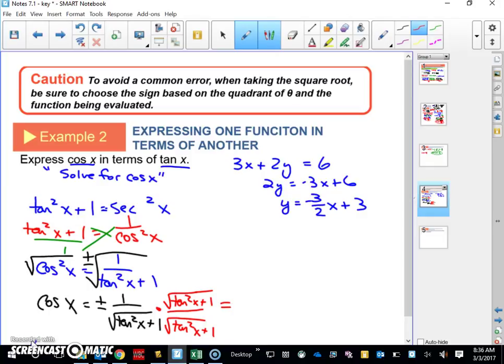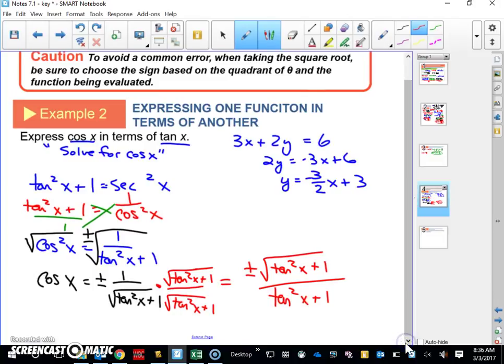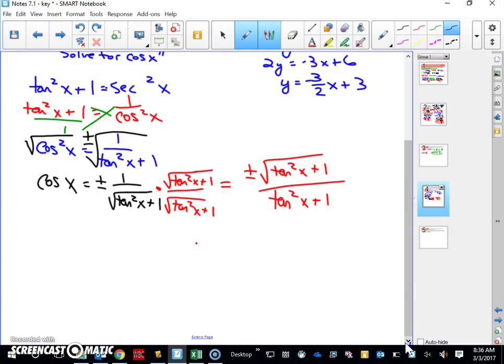That's going to give us this big old mess. It's going to be plus or minus square root of tangent squared x plus 1 on the top. But then on the bottom, the square root goes away. If you've got square root of something times square root of something, it just ends up being that something. So on the bottom, we've got tangent squared x plus 1. And that's it. Cosine x equals plus or minus square root tangent squared x plus 1 all over tangent squared x plus 1.